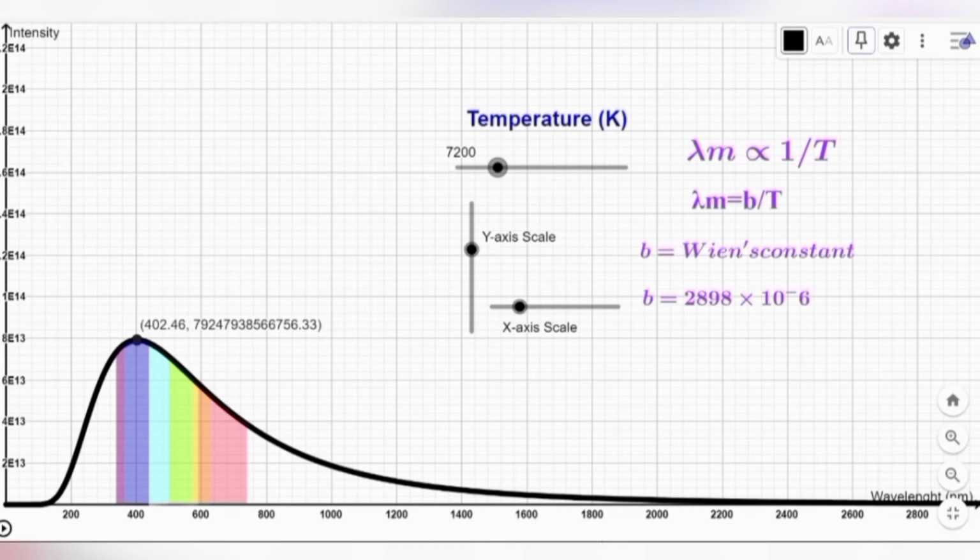The black body curve has different dominant wavelengths at different temperatures that are inversely proportional to the temperature. When we remove the proportionality, lambda m equals b by T, where b is the proportionality constant, also known as Wien's constant. Its numerical value is 2898 into 10 to the power minus 6.